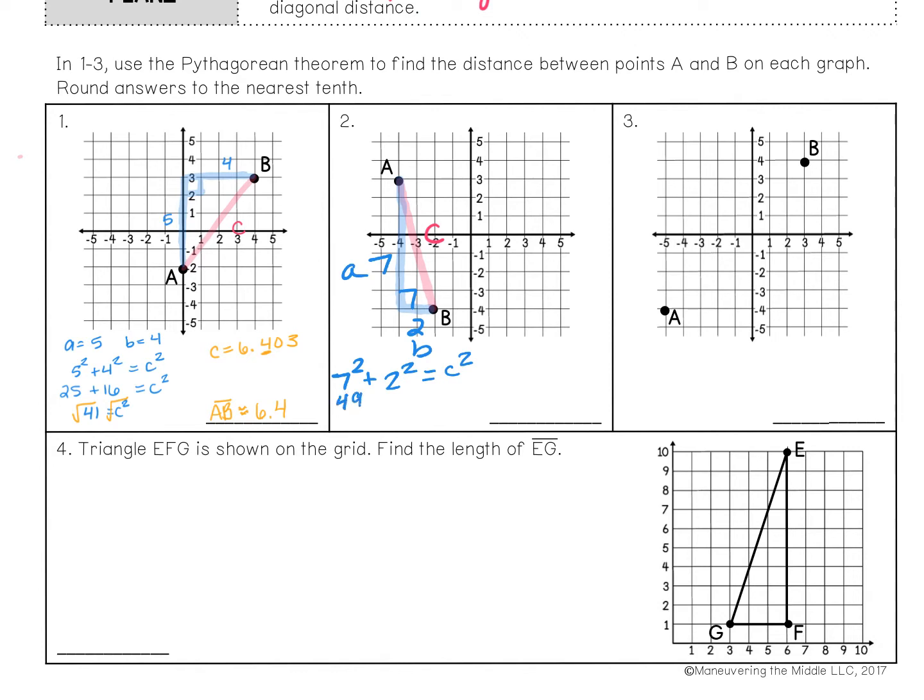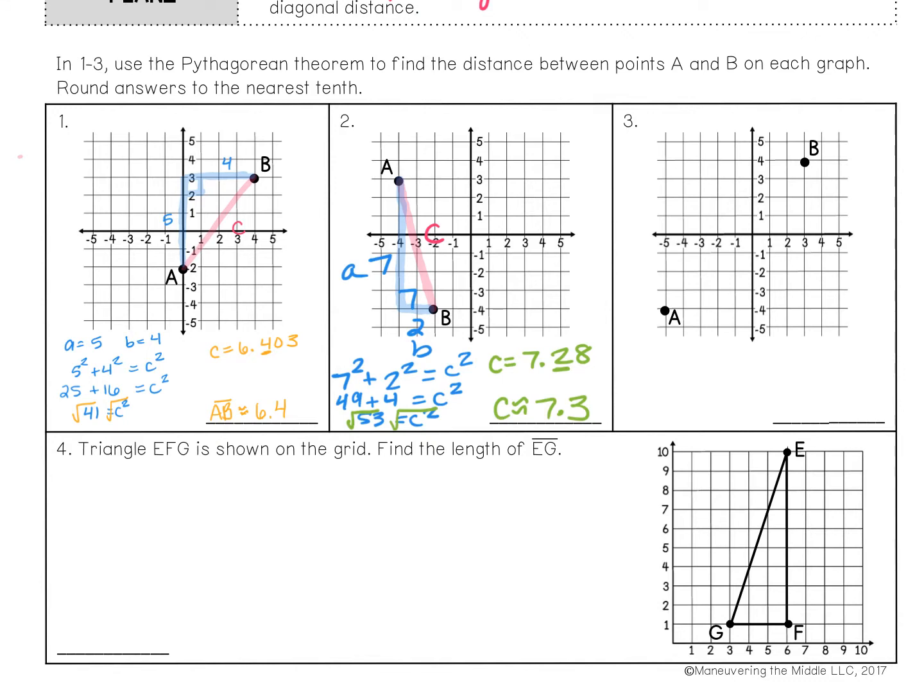So that's 49 plus 4, which is going to give me 53. Again, my last step is to take that square root on both sides. And I get that C is 7.28, rounded to the nearest tenth becomes approximately 7.3. Now I want you to try number 3 and number 4 on your own. Remember that you can use a calculator and come back to check your answers.